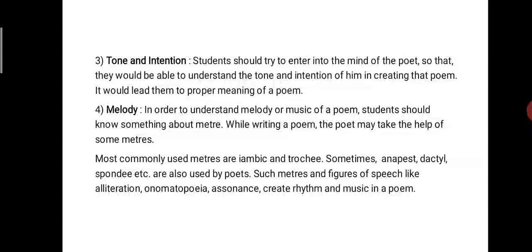Most commonly used meters are iambic and trochee. Sometimes anapest, dactyl, spondee, etc. are also used by poets. Such meters and figures of speech like alliteration, onomatopoeia, assonance create rhythm and music in the poem. So, this kind of figures of speech used in the poem creates music in the poem, which might be called sound devices as well.